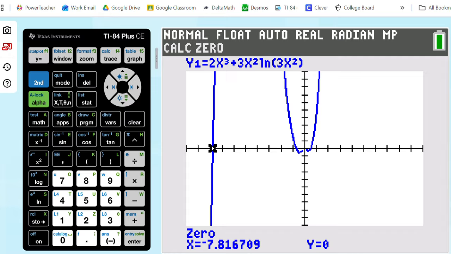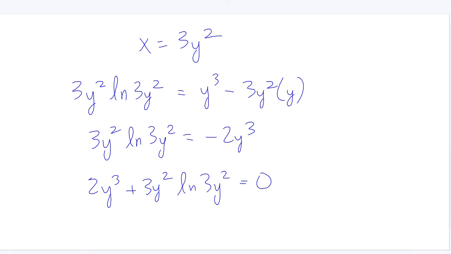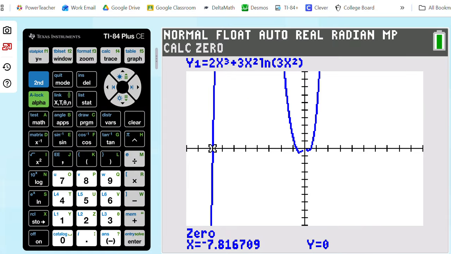And we end up getting this value of negative 7.816709. So one of our options is going to be x is, well, it's not going to be x, it's going to be y is equal to negative 7.816709. All right, then we'll go back here.